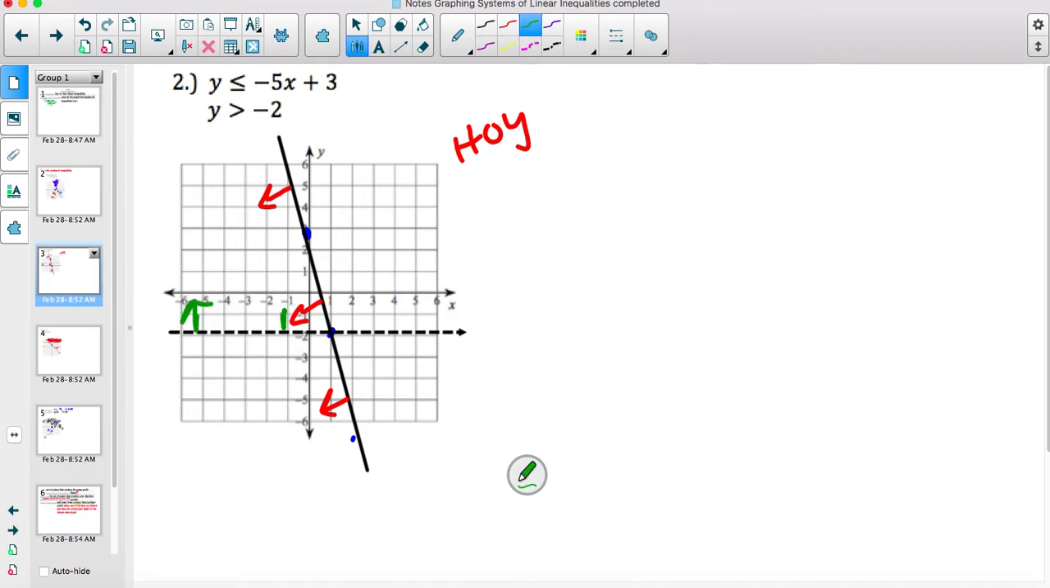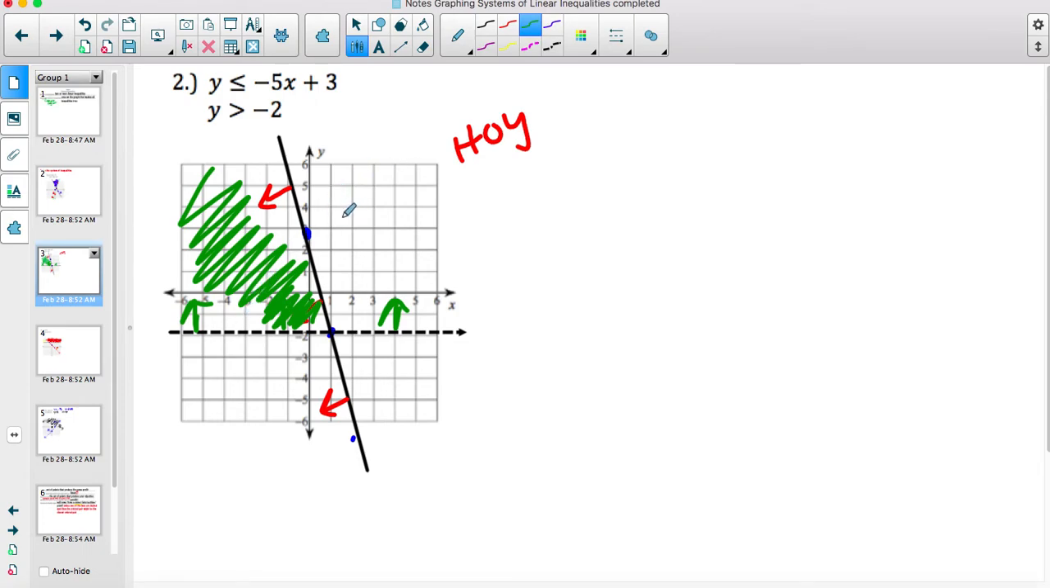Once I have both arrows drawn, I'm looking to see where the arrows point in common, and that is this area right here. And so again, that is the solution for number 2.